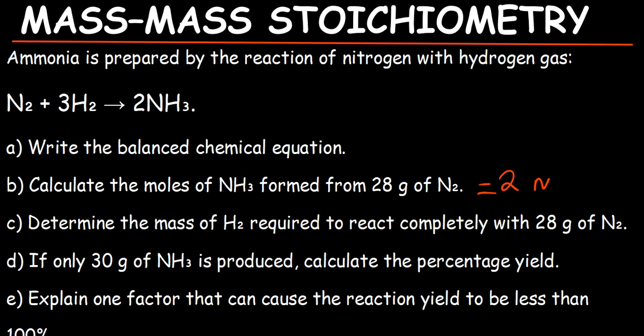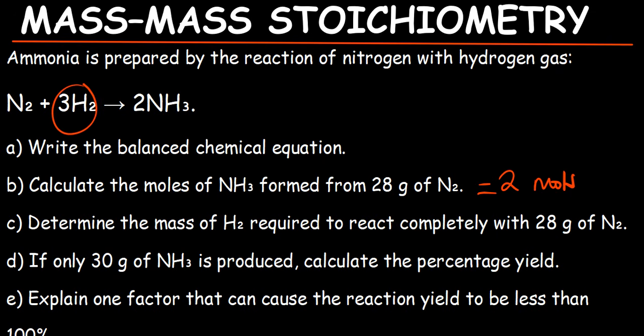Then C, determine the mass of hydrogen required to react completely with 28 grams of nitrogen. What mass is going to be required to react completely with nitrogen? In this case, how many hydrogens do we have? We've got 3 of them there.